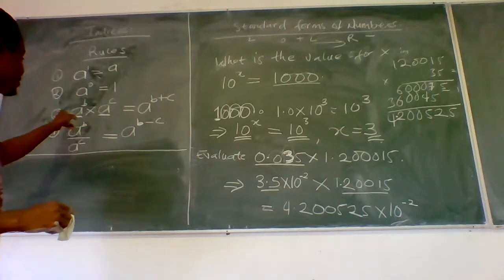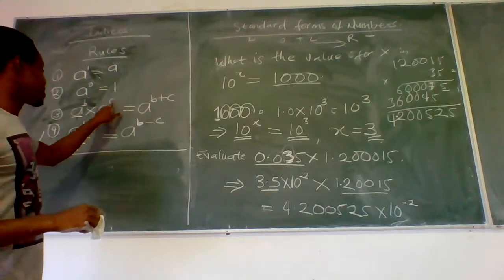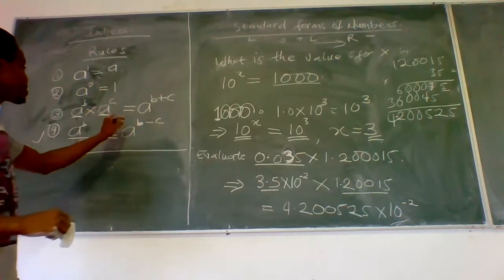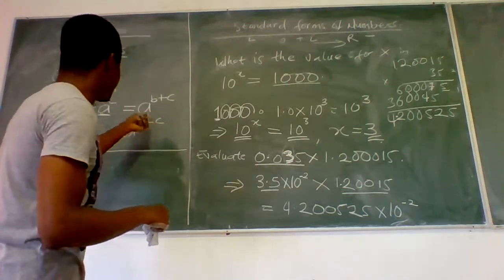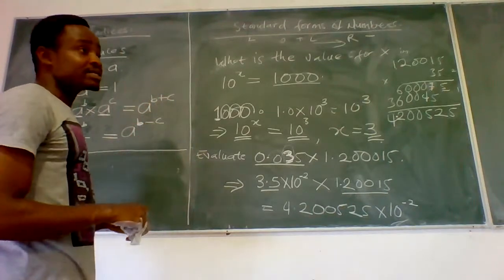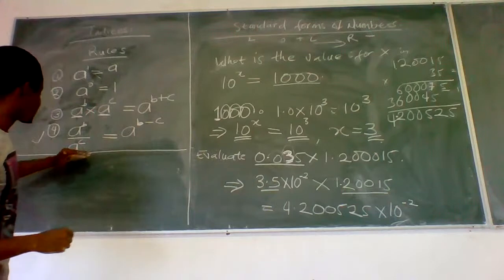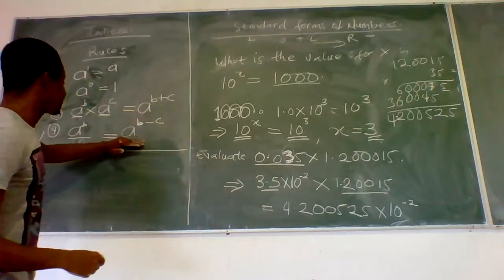Then you have these two major rules. When you have a number multiplying another number with the same base, let's say a exponent b times a exponent c, the rule says maintain the base and add the exponents, so you have a exponent b plus c. The fourth rule deals with division. This one is multiplication, this one is division.